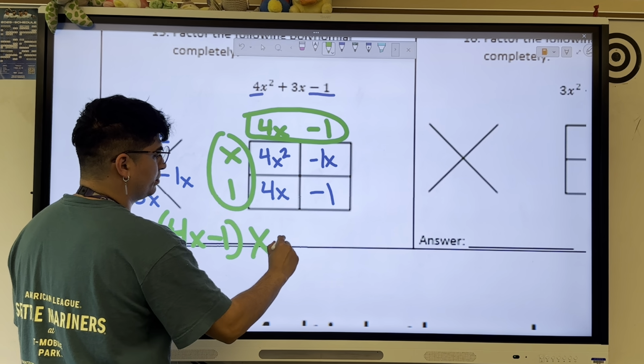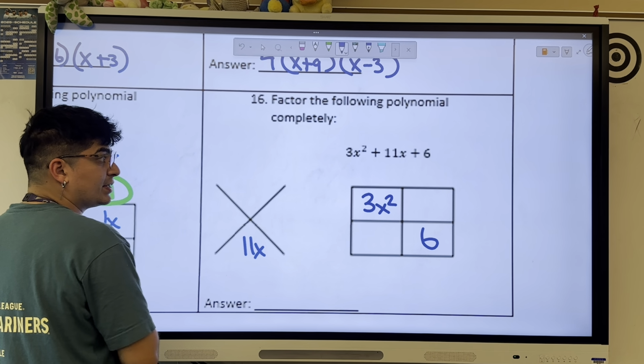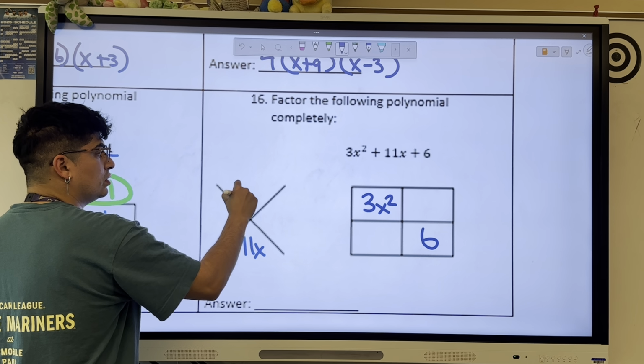Okay, let's do it again. So, again, what information can I fill out? I can fill out my box immediately with my first and last term. I can fill this in right now with my middle term. And I can multiply the first and last term to get to 18x squared.